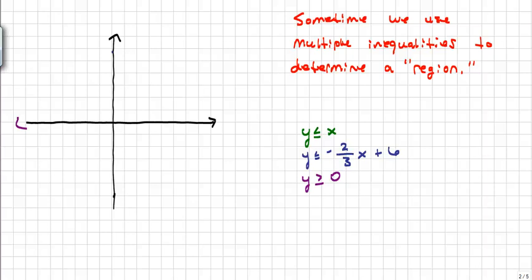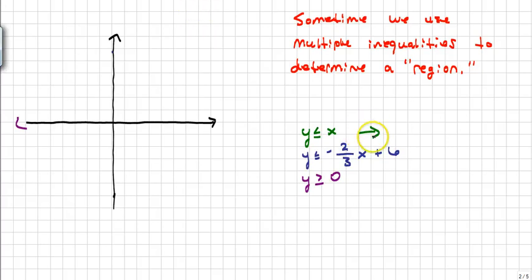So this is actually going to determine a region, or in this case, a triangle, or it could be a quadrilateral. But it's going to be some type of polygon. Whenever you have more than two, you're going to be bounded by some type of polygon. So let's draw these lines really quickly.